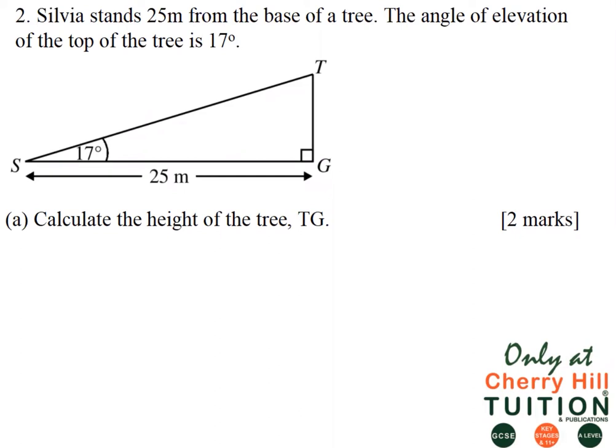Sylvia stands 25 meters from the base of a tree. The angle of elevation of the top of the tree is 17 degrees. Calculate the height of the tree, TG. Okay, so in this question, we've been given one length and one angle, and we need to work out the second length. Because this is a right angle triangle, this is a simple case of SOHCAHTOA.